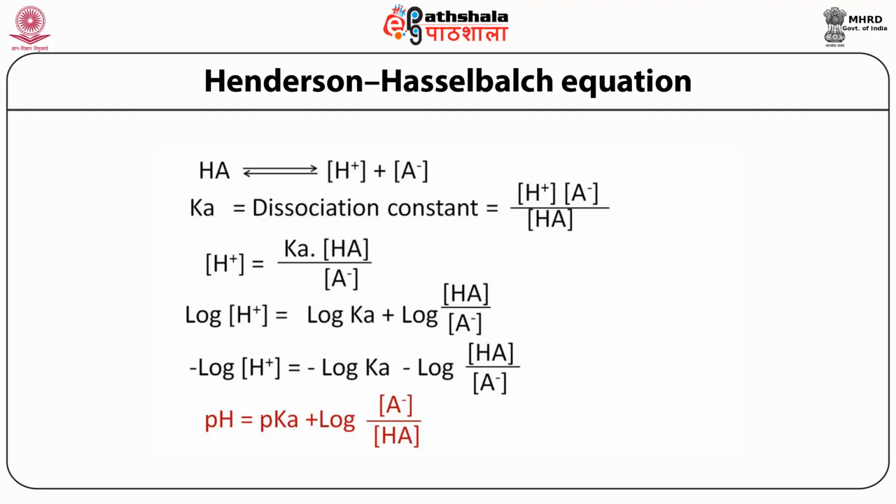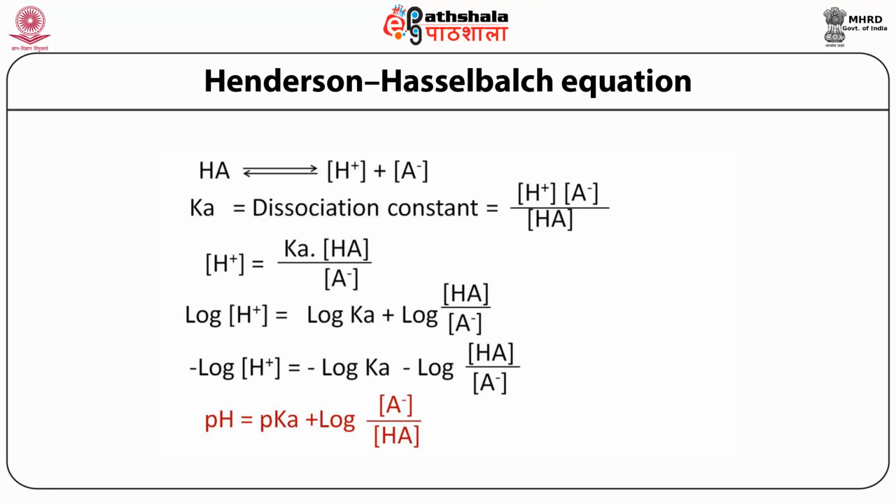Here in this equation, HA is any weak acid which is dissociated into H+ ion and the dissociated form of the acid, A-, where the dissociation constant Ka is equal to [H+][A-] divided by [HA]. HA refers to the undissociated state of the acid, or [H+] is equal to Ka times [HA] divided by [A-]. If we take the logarithm on both sides, this turns out to be log [H+] is equal to log Ka plus log of [HA] over [A-].